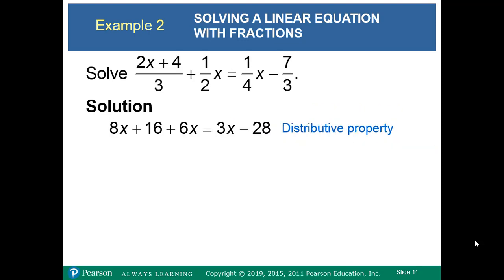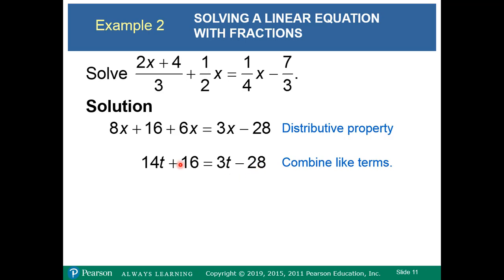Now what we're going to do is combine like terms. So over here we're going to combine the 8x and the 6x to get 14x. See, they changed the t. That's a typo. It should be x. That's funny. So now it's simplified to 14x plus 16 equals 3x minus 28.